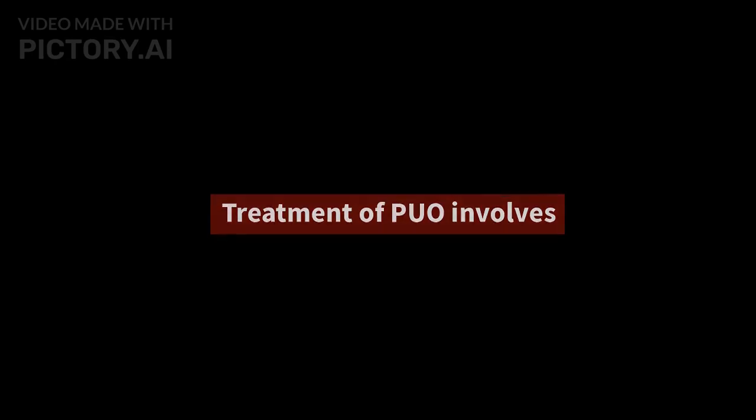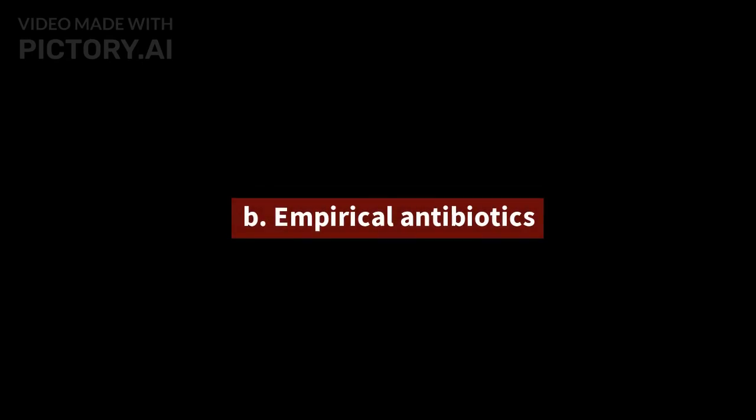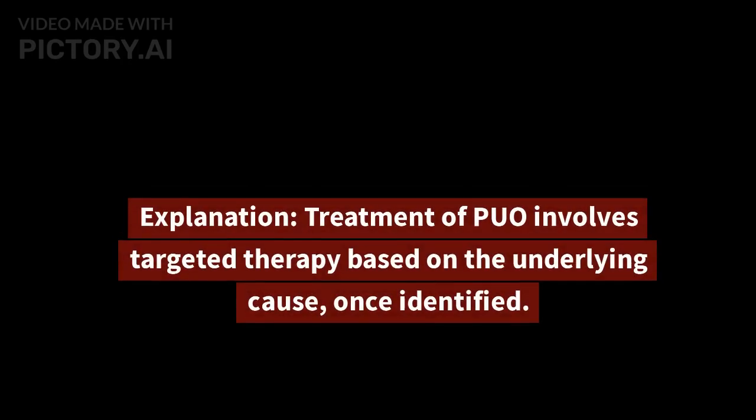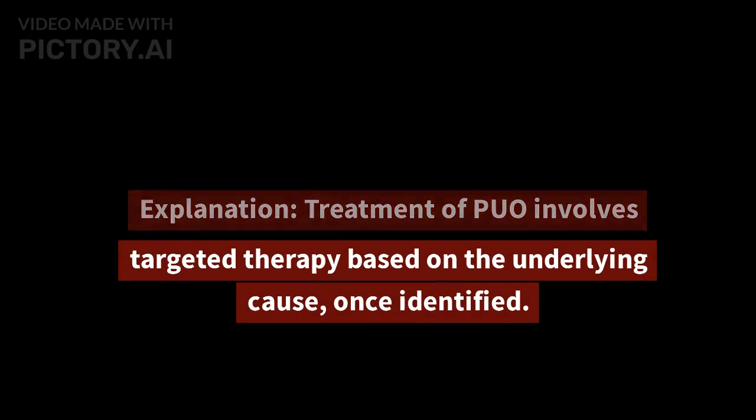6. Treatment of PUO involves A. Symptomatic management only. B. Empirical antibiotics. C. Targeted therapy based on the underlying cause. D. All of the above. Answer: C. Explanation: treatment of PUO involves targeted therapy based on the underlying cause, once identified.